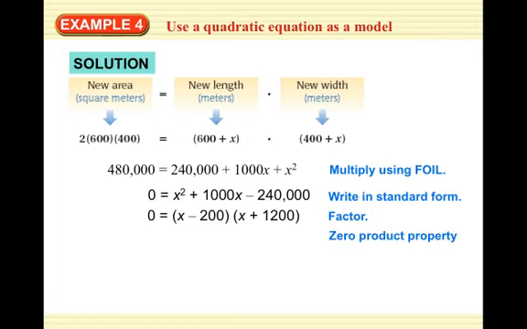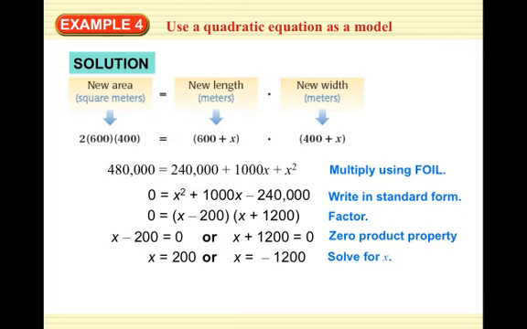So now we're going to set each factor equal to 0 using the zero product property. So we have x minus 200 equals 0 or x plus 1,200 equals 0. So we're going to solve for x, and so we get x equals 200 or x equals negative 1,200.